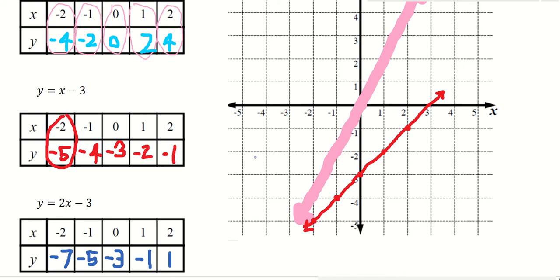Okay, so x is minus 2, y is minus 7. That's not going to fit on my grid, so we'll just go to the next one. X is minus 1, y is minus 5. So minus 1 down to minus 5, and we'll put a dot. All right, x is 0, let's come down to minus 3. 1, minus 1 is just there. And the last one, 2, across 2, and then up to 1, put a dot.